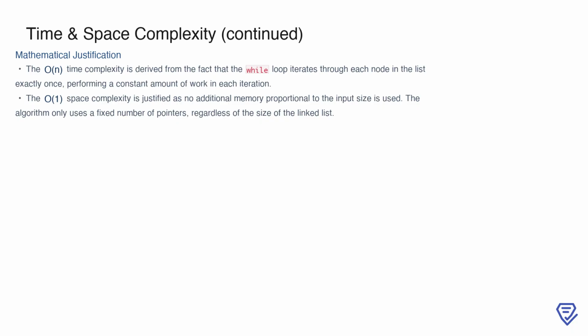This linear relationship between the number of nodes and the time taken confirms the O(n) complexity. For space complexity, no additional memory is allocated proportional to the input size. The algorithm only uses a fixed number of pointers: odd, even, and even_head, regardless of how large the linked list is. This ensures that the space usage remains constant, which justifies the O(1) space complexity. Together, these analyses highlight the efficiency of the solution both in terms of time and space.